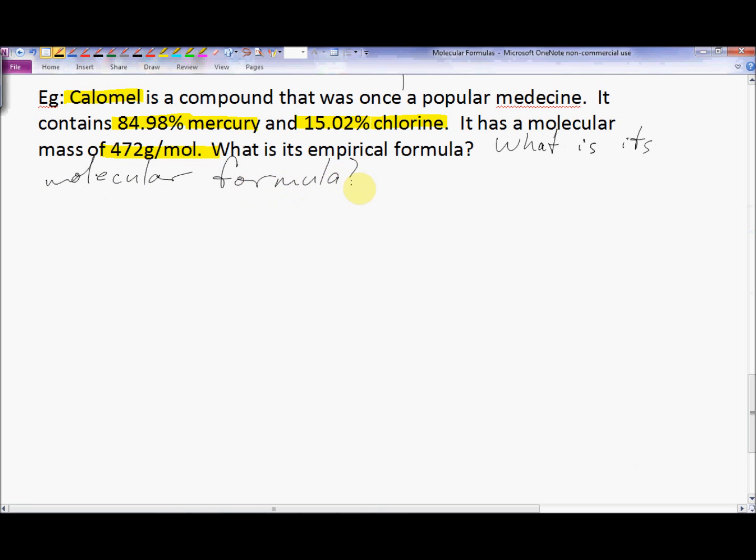The truth of the matter is this was supposed to say molecular formula, but we need to find the empirical formula first before we can actually calculate the molecular formula. So we'll just go about that. And I think this will be a good opportunity for you to have one more example in front of you of how you calculate empirical formulas. So here we go. With the calomel, what we're first going to do is assume we have a 100 gram sample.